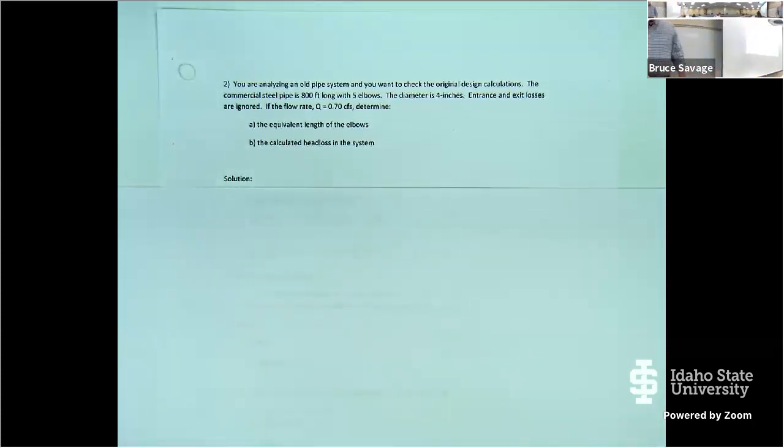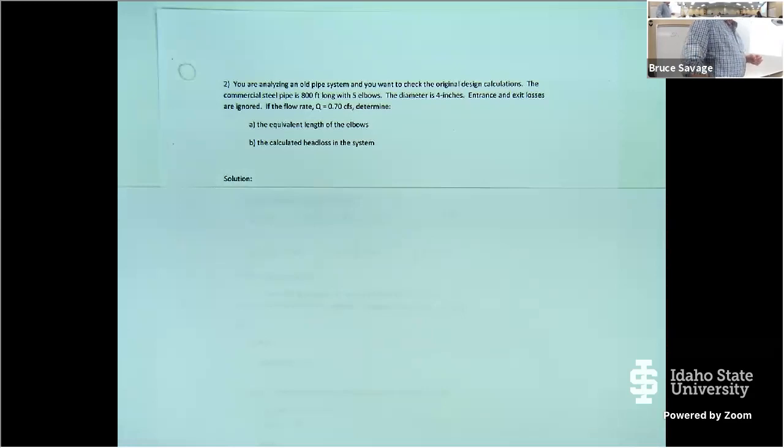It's okay, yeah. So you're analyzing an old system. In your notes: old system, check calculations. We have a commercial steel pipe that's 800 feet long, 5 elbows, the diameter is 4 inches. We're going to neglect entrance and exit losses. We'll get to those when we get back to Darcy-Weisbach. And the flow rate is 70 cubic feet per second.